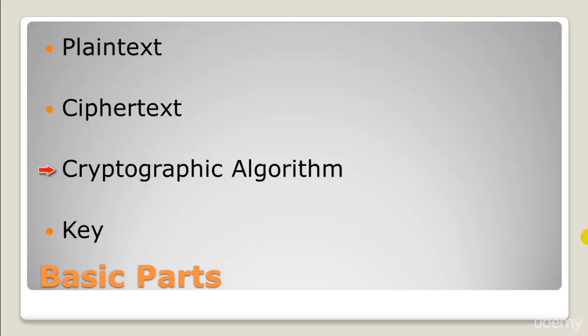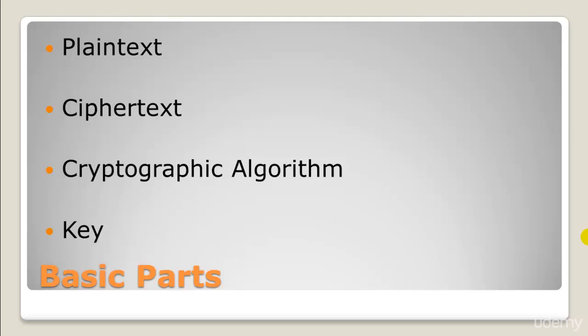After that, we have the cryptographic algorithm, which is a mathematical formula used to scramble the plaintext to yield the ciphertext. Converting plaintext to ciphertext using the cryptographic algorithm is called encryption, and converting the ciphertext back to plaintext using the same cryptographic algorithm is called decryption.